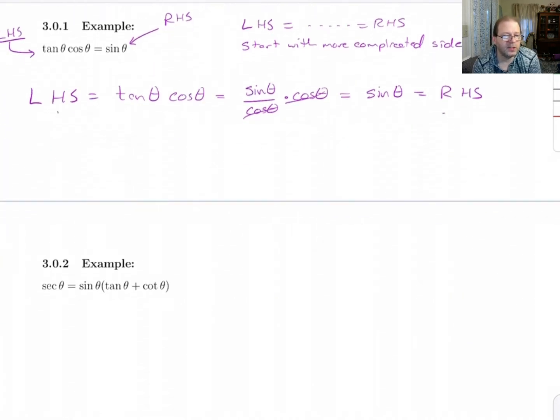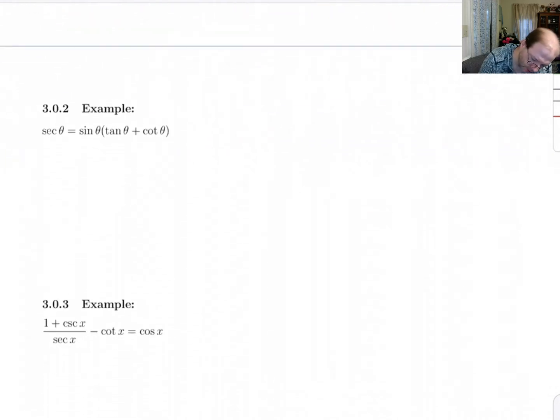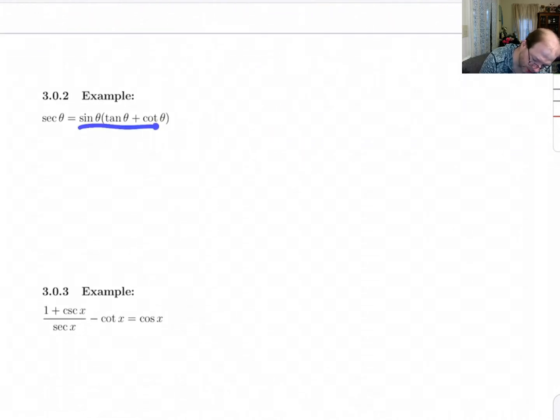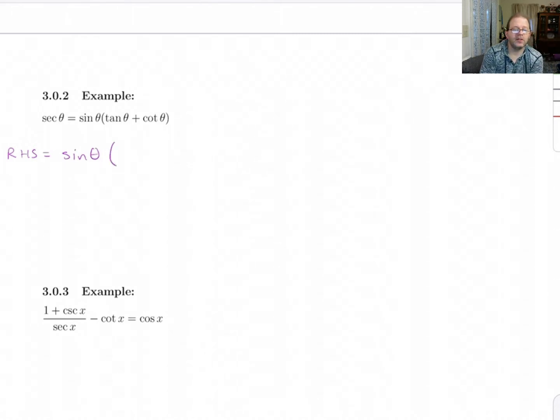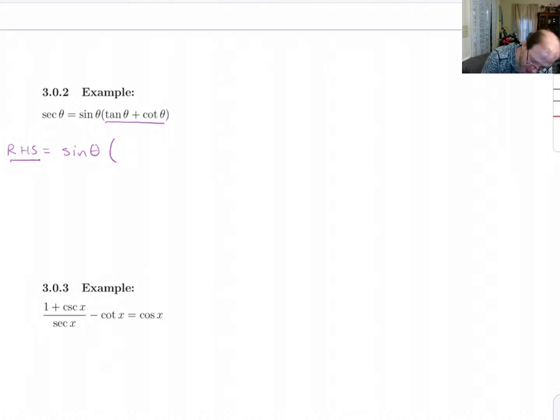Let's do this next one. Secant theta equals that stuff. So in this one, this is obviously the more complicated side. That's the right-hand side. So we get sine theta times tan theta plus cotan theta. It's okay if you do something where you say the right-hand side equals, and you go ahead and make some small substitution here. So I'm going to go ahead and say the right-hand side is equal to sine theta times tan is sine over cosine, and cotan is cosine over sine.